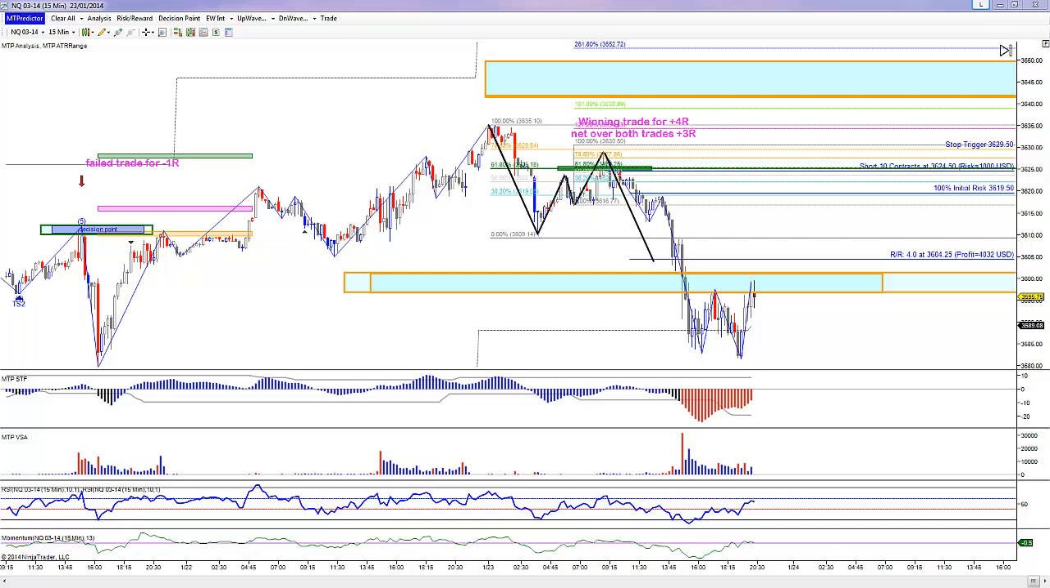So in summary, you can see that I have a failed trade and a winning trade, and the important thing is that my winning trade was bigger than my losing trade, and that's a very, very important point. My winning trade was bigger than my losing trade, producing me a net plus 3R. That's 3 times my risk was my reward, net over my 2 trades.